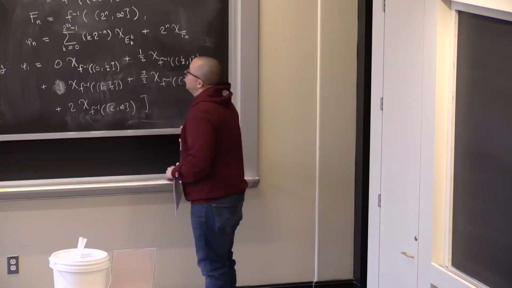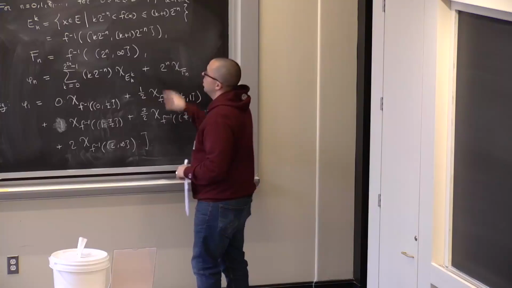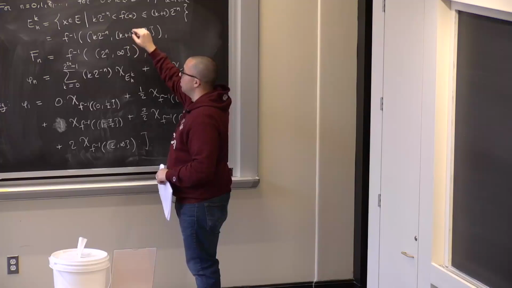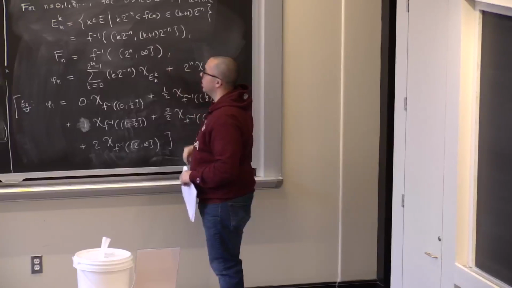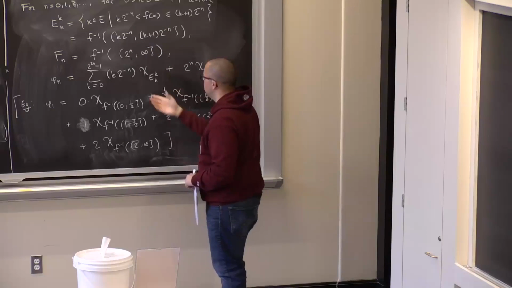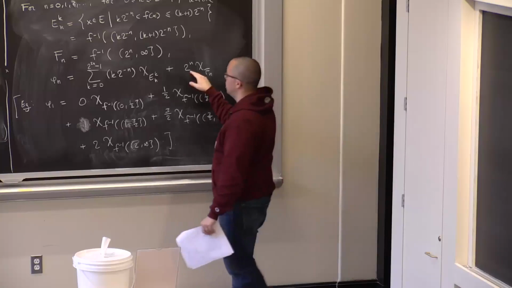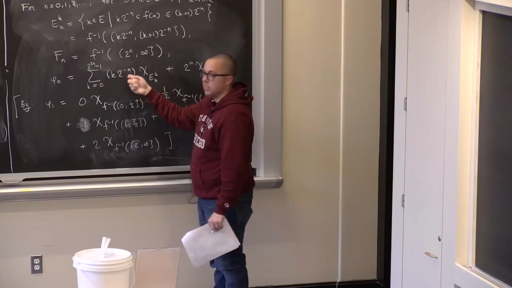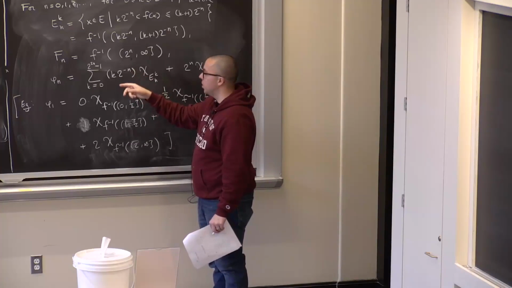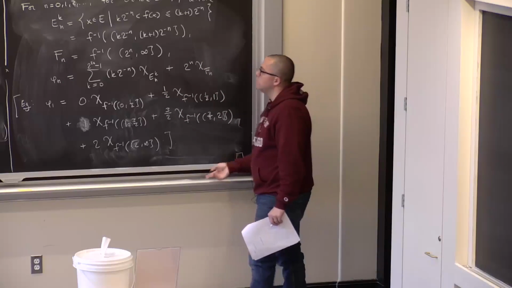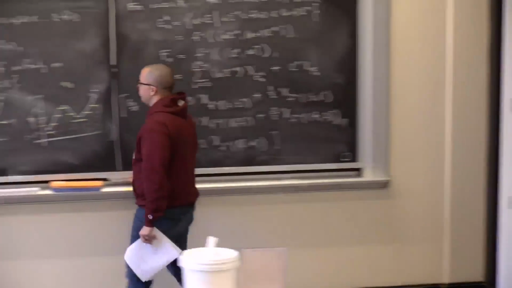So all of these sets are disjoint. The E k n's and F n's for k different from k prime and fixed n are disjoint, and they are disjoint from this set. So this is a simple function. The finitely many values it takes is 2 to the n along with k times 2 to the minus n, or at least the finitely many values it can take is a subset of that. So this is a simple function for each n.